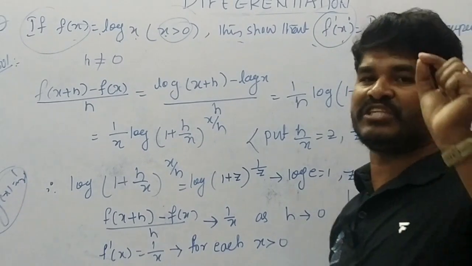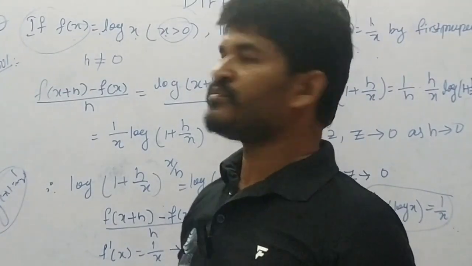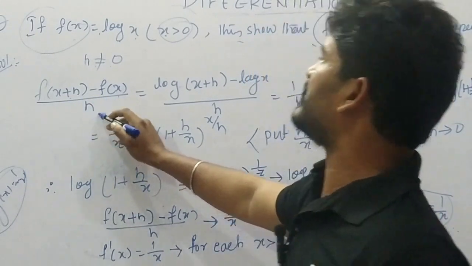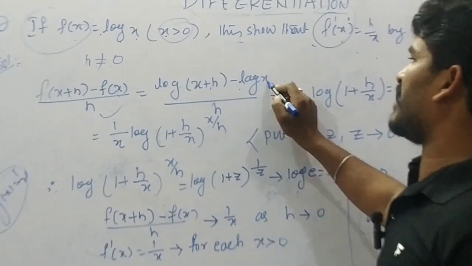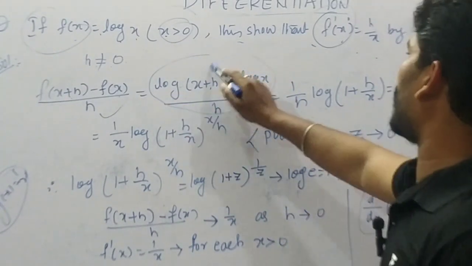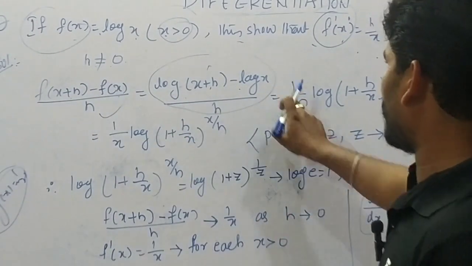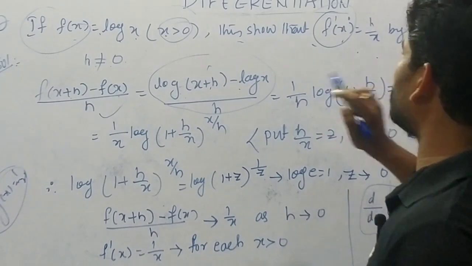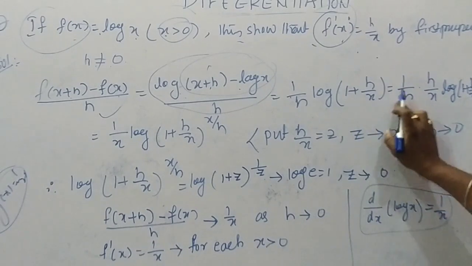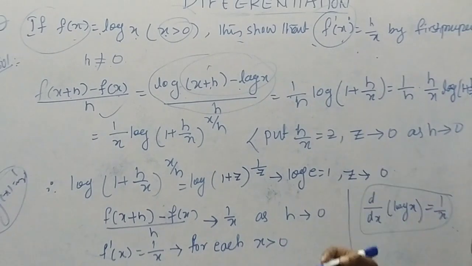Here, given this condition, we are going to prove that f dash of x equals 1 by x. Here h is not equal to 0, f of x plus h minus f of x divided by h equals log of x plus h minus log x divided by h. What is the value? Here we apply h not equal to 0. In case h equals 0, the expression is not defined. Therefore, 1 by h times log of 1 plus h by x.